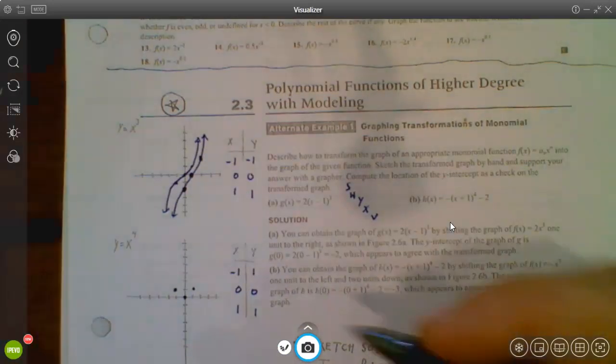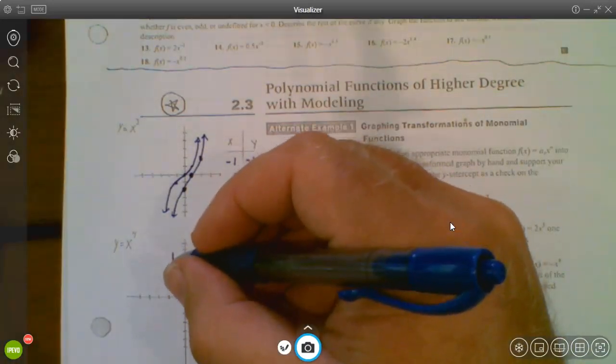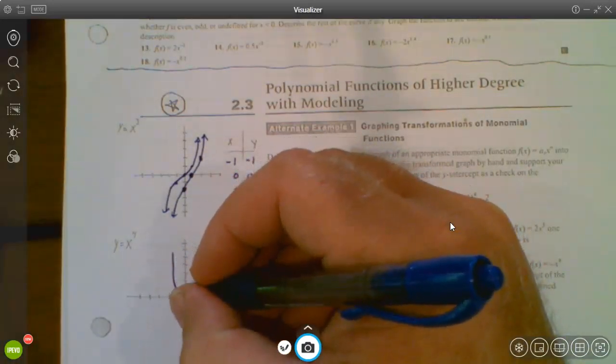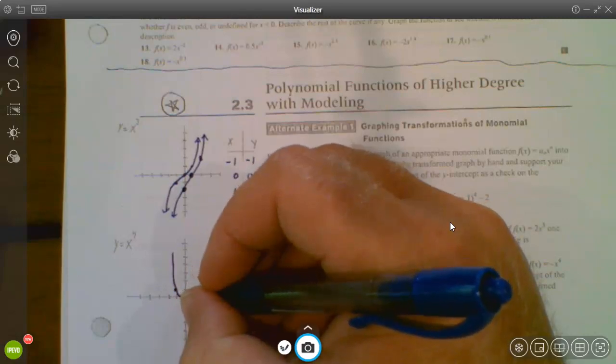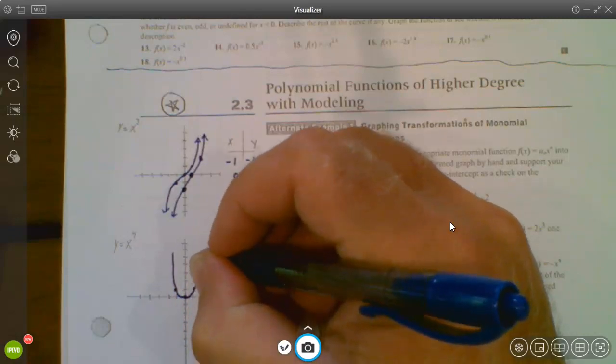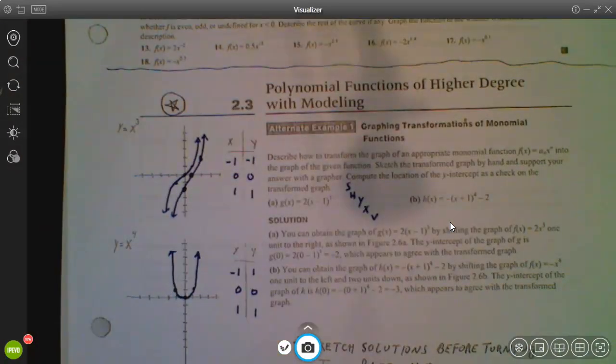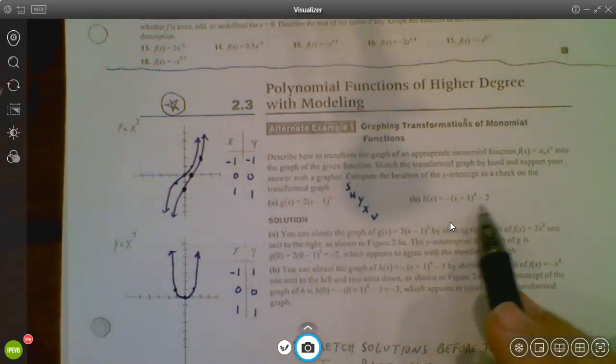So that's really what's going on with this guy. It's pretty narrow, and then it goes pretty flat, and then back up. So it would look something like this. Okay, so what if we do all three of those?